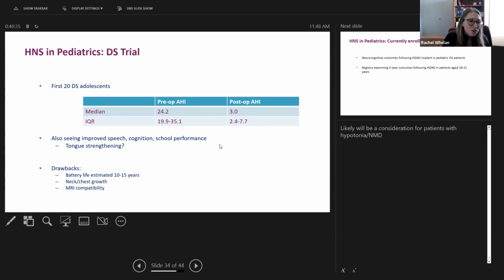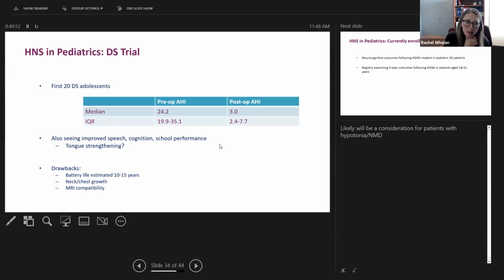There's been some question, why would speech get better? Is it just from a neurocognition standpoint, or is it from actual strengthening of the tongue? To some degree, maybe it's being worked out when the therapy is working overnight. I don't know, I think that's to be determined.